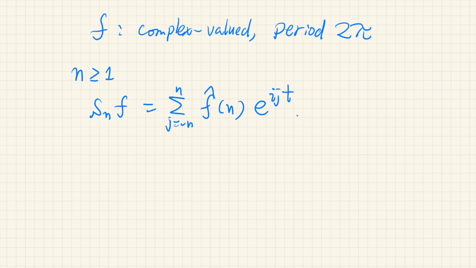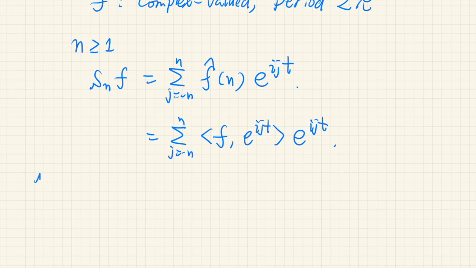And of course, by the definition of the Fourier coefficient, we can also express this operator as this: the sum of the inner product between f and e to the power of i j t, times e to the power of i j t. Okay, first, let us show that Sn is a linear operator.